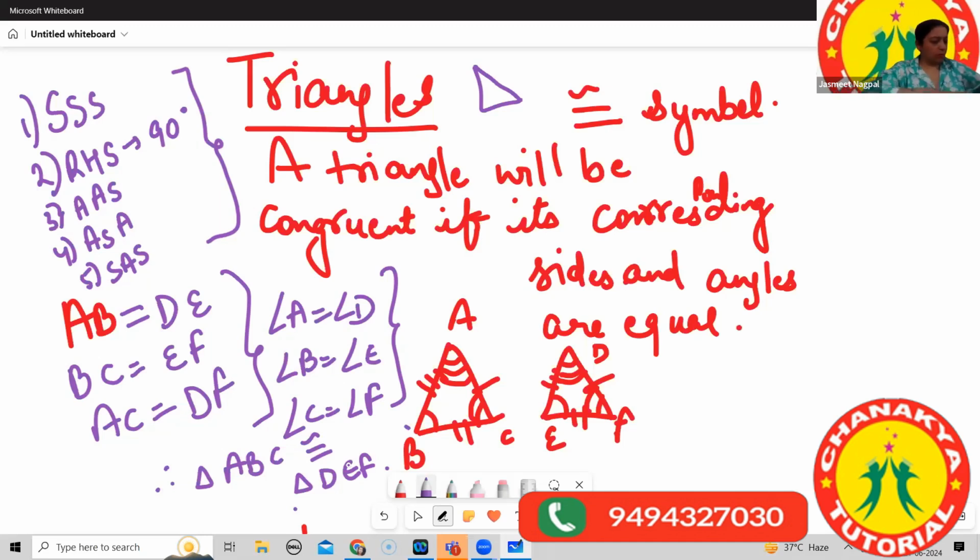So, what is the first one? The first one is triple S, right? Yes. Listen to me. If all the 3 sides of a triangle are equal to the 3 corresponding sides of another triangle, then it is a congruent triangle. Means, ma'am, like you showed us the example of ABC and DEF, right? Yes, you will always write it down like this.